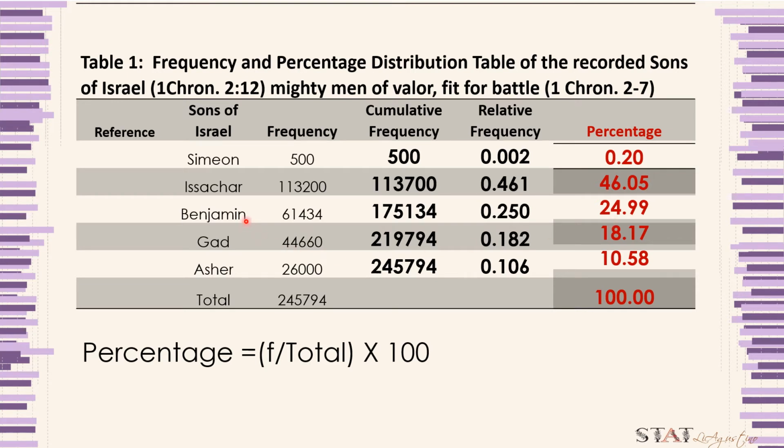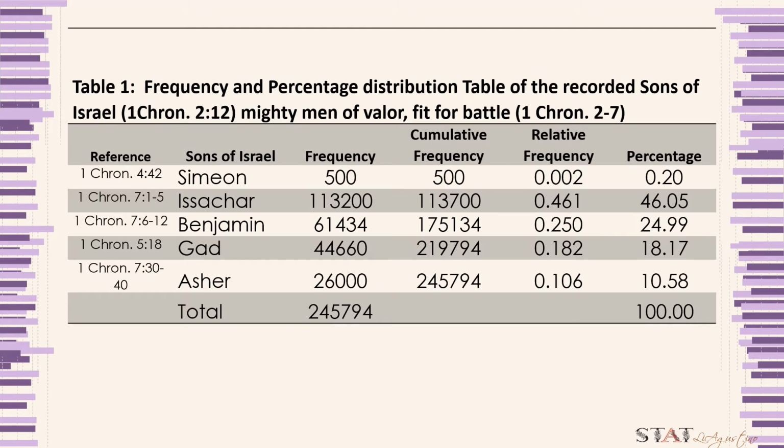24.99% are Benjaminites, and then 18.17% are Gadites, and then 10.58% came from the Asher tribe. So that's how you compute for the percentage distribution. So we have now the needed information or data in each cell. So this is what your statistical table would look like.